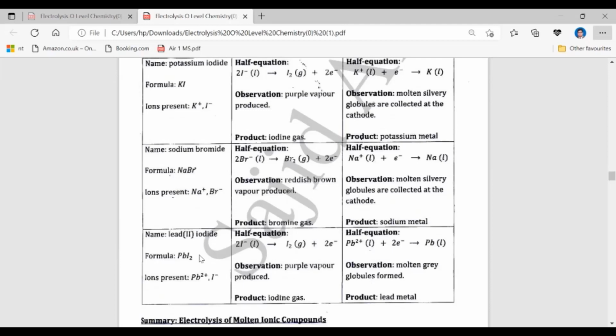Okay, so lead II iodide is another ionic compound. It contains lead ions and iodide ions. Again, iodide ions will discharge at the anode by loss of electrons to make iodine, which will appear as purple vapors. And lead II ions at the cathode gain electrons to make lead. Lead is a heavy metal that trickles down to the bottom of the cathode, where it will appear as shiny gray globules. Okay, beta?